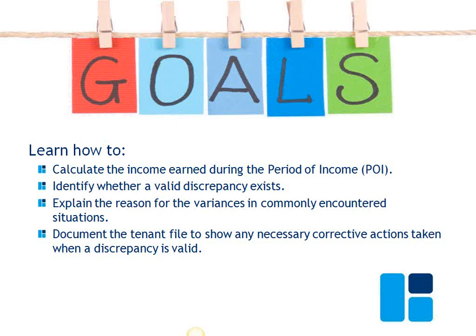But I'm going to teach you to look at it from EIV's perspective, because then you're going to understand whether or not you've done something wrong on certs, or if EIV is just not as intelligent as we are as humans. I'm going to talk about really how you're going to identify whether a discrepancy is valid or not. Just because you get a discrepancy from EIV doesn't mean you've done anything wrong. And I'm going to help you break that down. I'm going to talk about why there are variances in commonly encountered situations, and really help you understand where EIV is getting these numbers from.